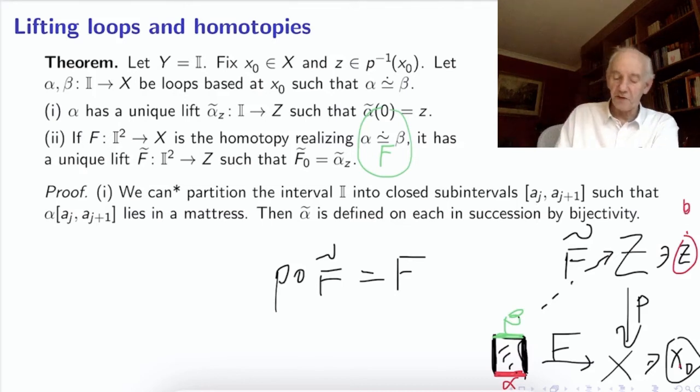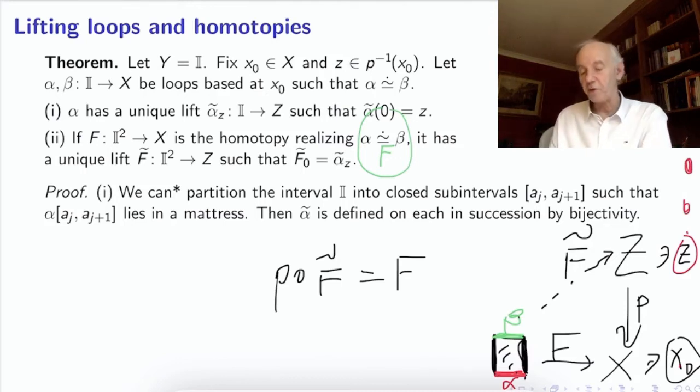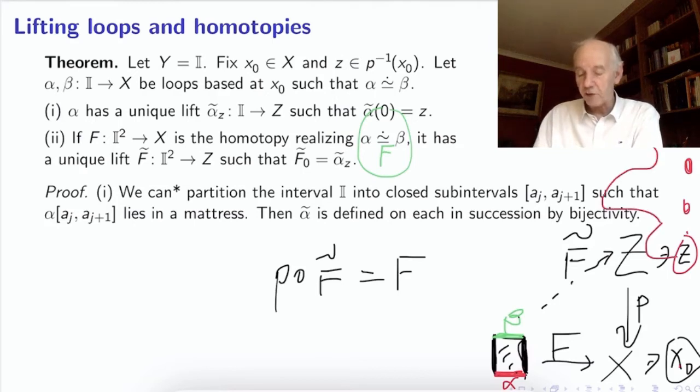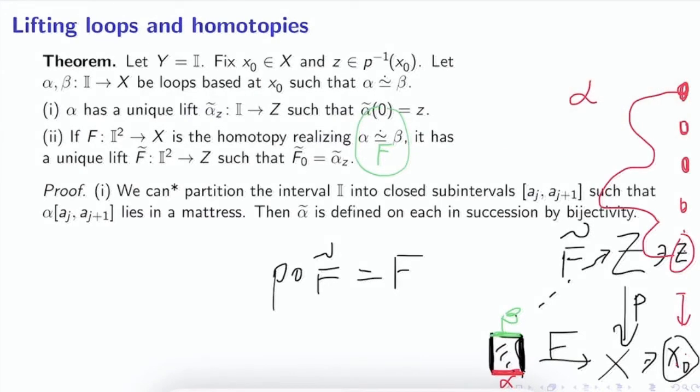And our path, when we lift the path alpha, if it starts at Z, it may wander around, but it has to finish at one of these points that maps to x0, but it won't necessarily finish at Z. So there's the loop alpha, which is finishing at some other point, possibly, that lies over x0. And that other point, therefore, will be the lift of alpha.